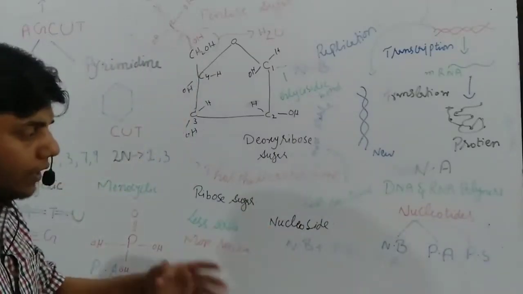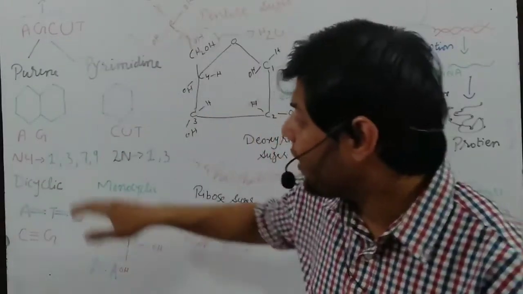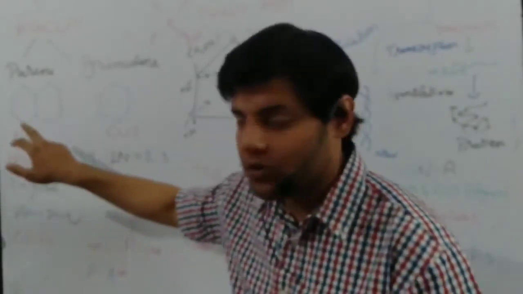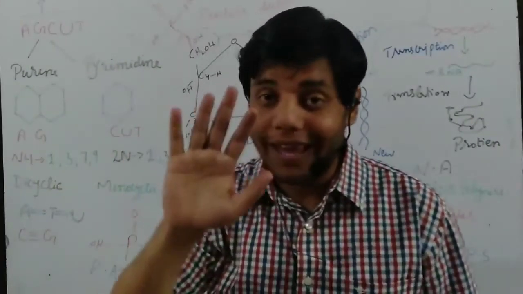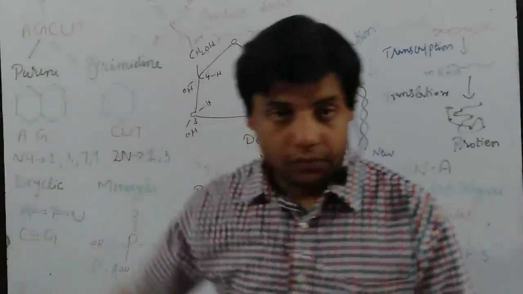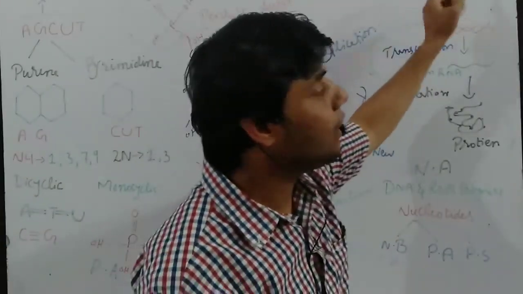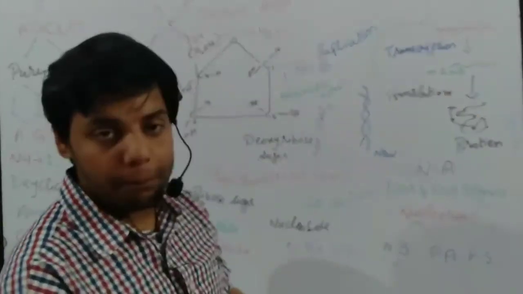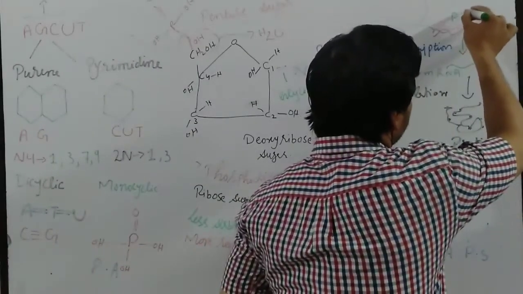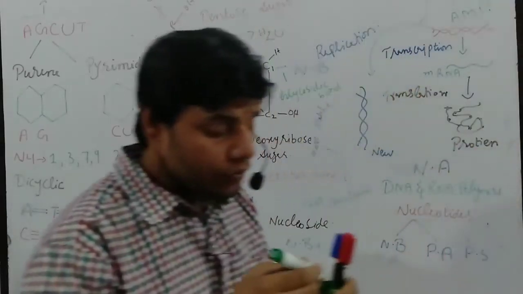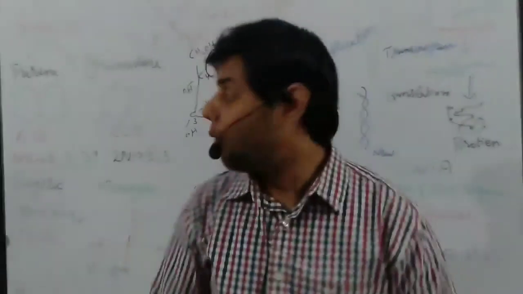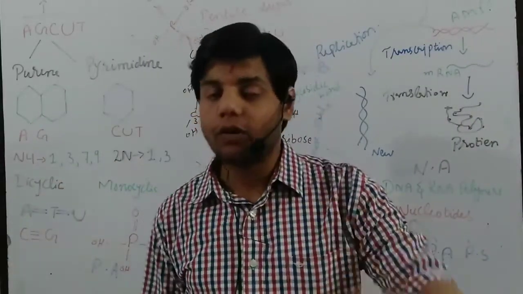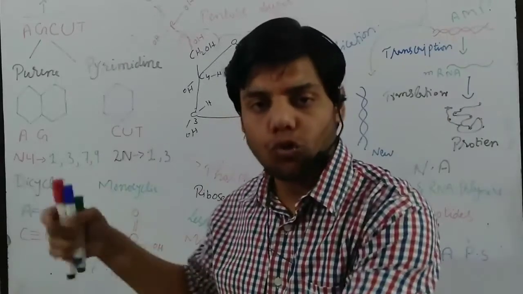What does it mean actually? As we already talked, adenine has a double ring structure, and guanine also has a double ring structure. Now remember, whenever adenine has one phosphate group, one phosphoric acid, then we call that adenine monophosphate, AMP. When it has two phosphate groups, we call that adenine diphosphate. When adenine has three phosphate groups, we call that adenine triphosphate, and so on.